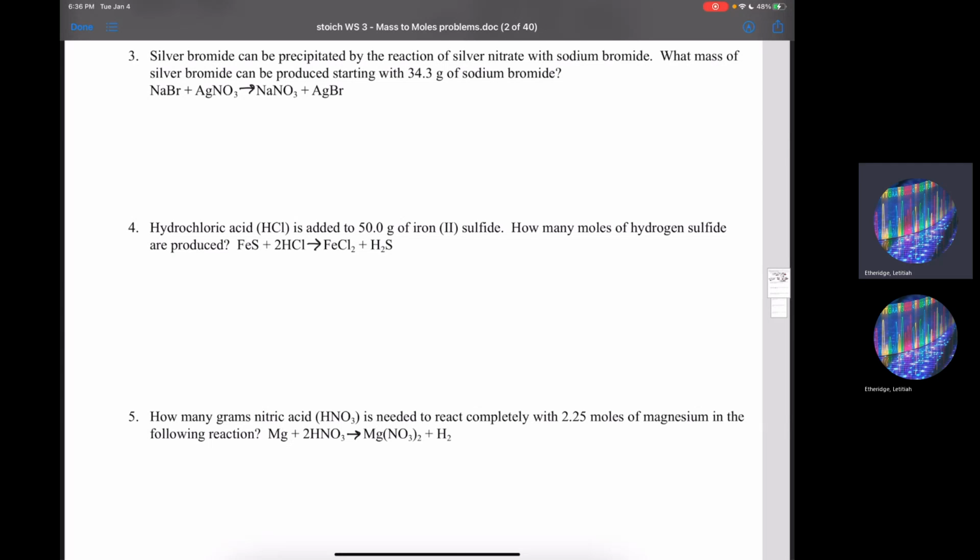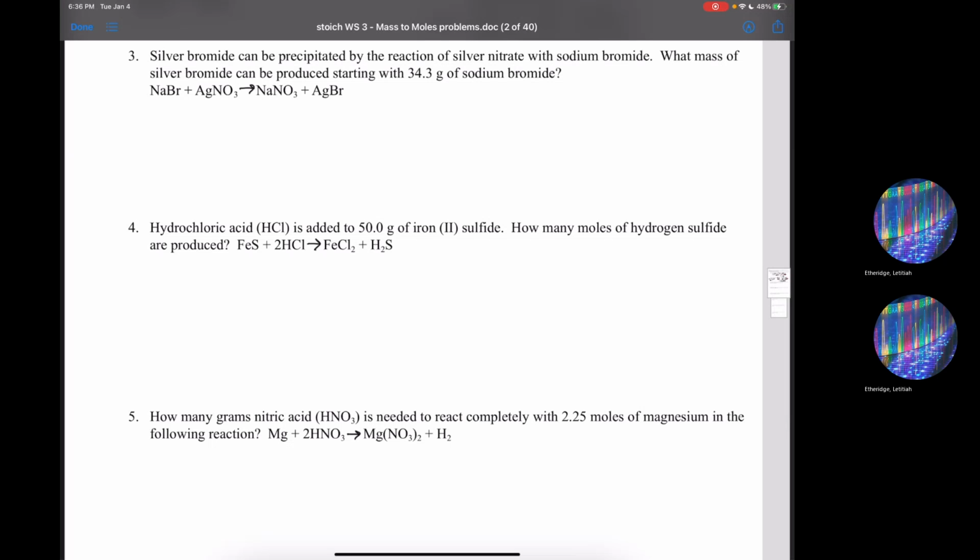Okay, guys, let's move on to number three on worksheet three. The reaction that we have is going to be silver bromide. It is precipitated by the reaction of silver nitrate with sodium bromide. The question is asking, what is the mass of silver bromide that can be produced starting with 34.3 grams of sodium bromide?